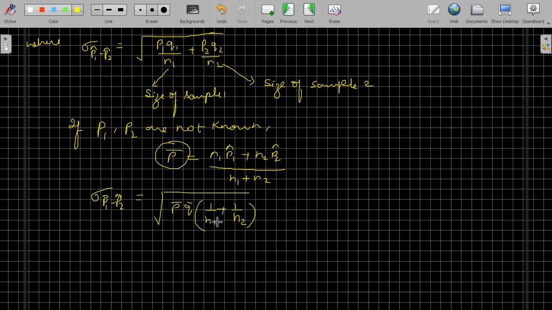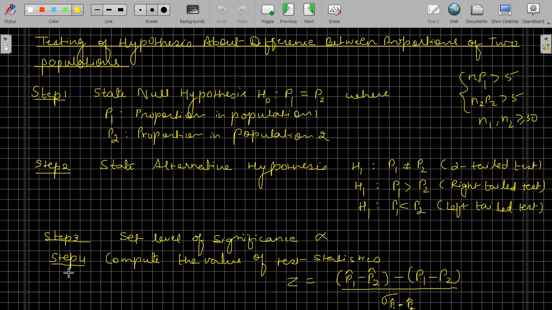So this value is used when p1, p2 are not known. So we use this formula of sigma to estimate the values of p1 and p2 by assuming that p1 is equal to p2, and they both are equal to p bar. So we were at step number 4.